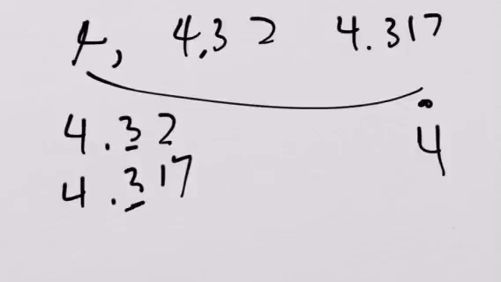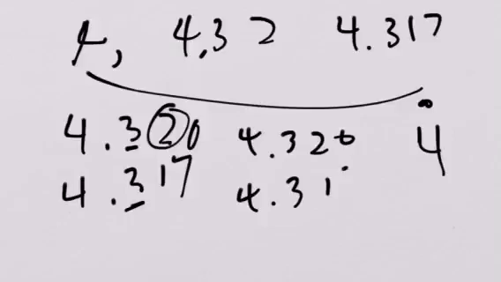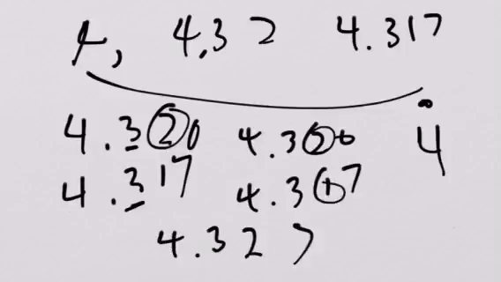They both have a 3, so that's not helpful. But they do change here with the 2. I could add a 0 here so that I had 3 numbers in each column. So I'd have 4.320, 4.317. And we know that 2 is greater than 1, so 4.32 is greater than 4.317 because the 2 is bigger than the 1.